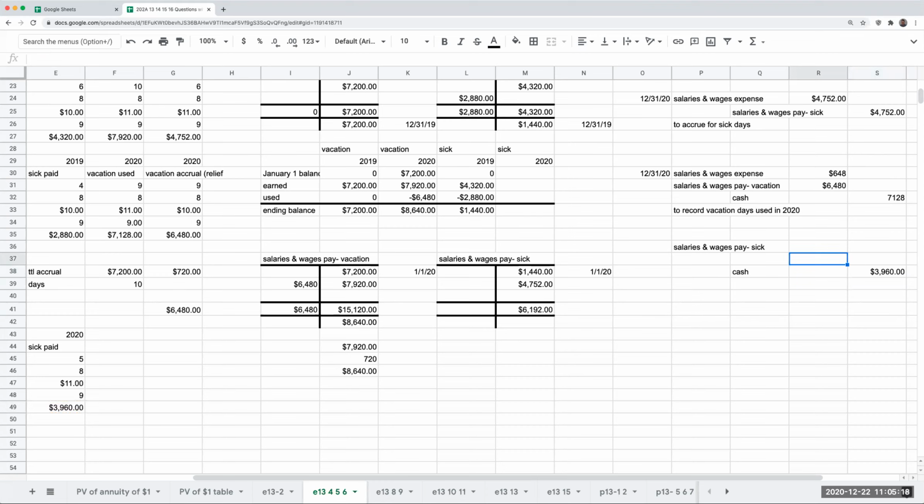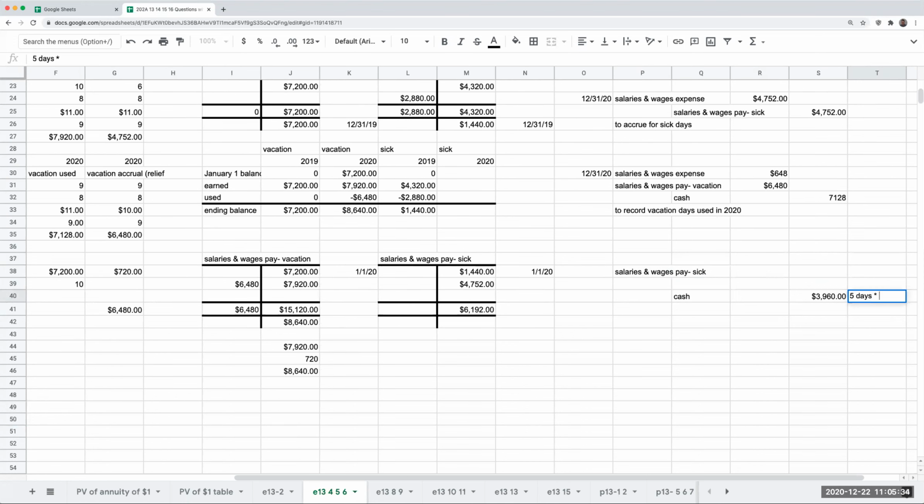Now, in terms of what are the liabilities that I need to go through and relieve here? The first thing I would do is that this is really for 5 days. So I would relieve this by saying, what was in my accrual previously? Well, in my accrual previously, I had 2 days left. So I'm going to debit this for $1,440.